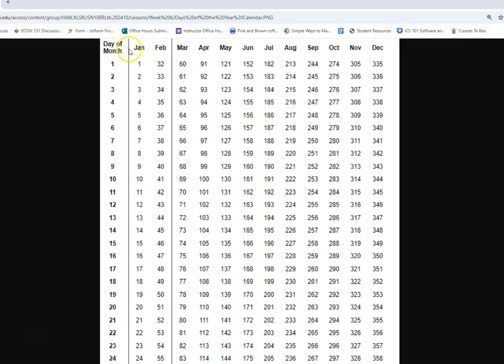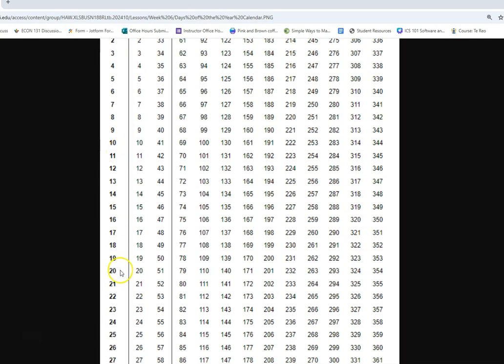And so I just zoomed in a little bit. On our top row here, we have all of the months listed, and then on the leftmost column we have the days of the month. So if we take a look at, let's say, January 10th, so if I go down to January and the 10th, this tells me that January 10th is the 10th day of the year. If I was looking for maybe July 25th, I would go to my July column, and then looking at the day of the month 25, this tells me that July 25th is the 206th day of the year.